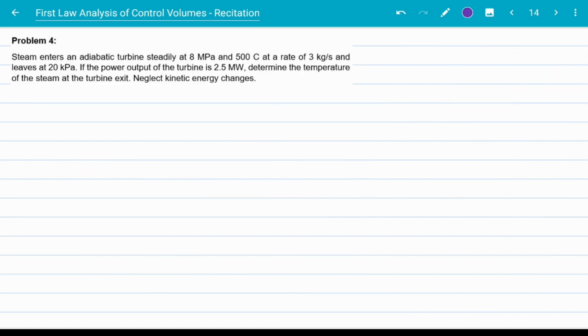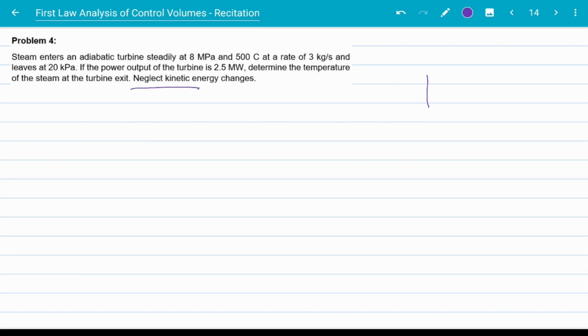Okay, problem 4. We have steam entering an adiabatic turbine. Again, at the inlet, the pressure is 8 megapascals and the temperature is 500 degrees Celsius. The flow rate is also given, 3 kilograms per second. It leaves the turbine at 20 kilopascals. Now, if the power output of the turbine is 2.5 megawatts, we are asked to find the temperature of the steam leaving the turbine. We can also neglect any kinetic energy changes.